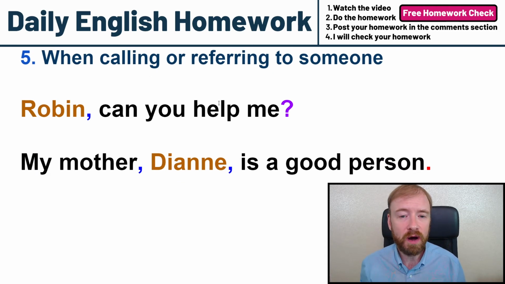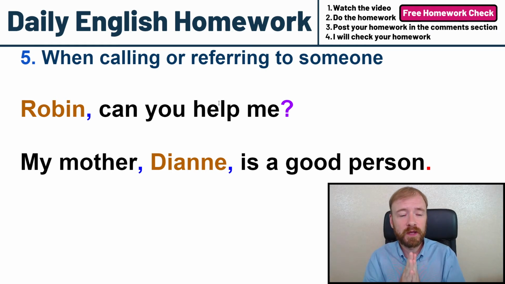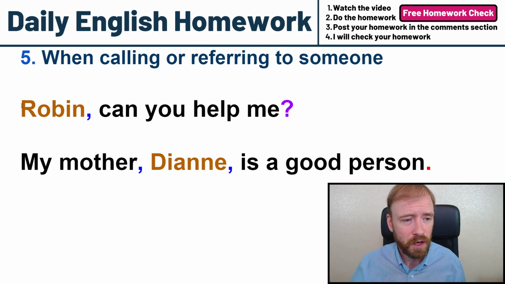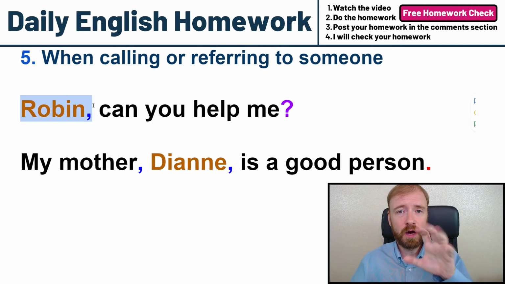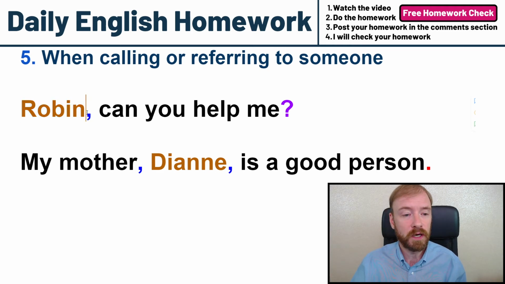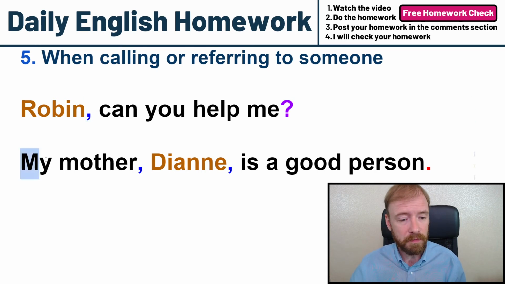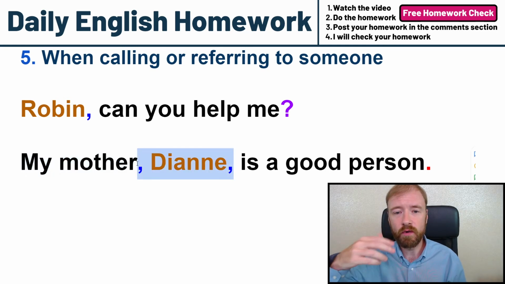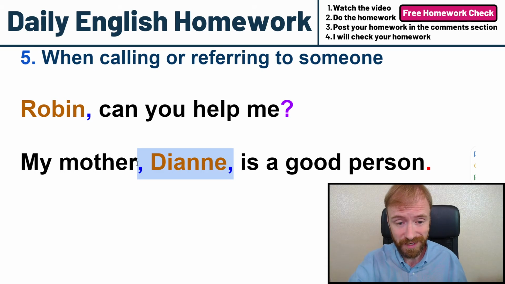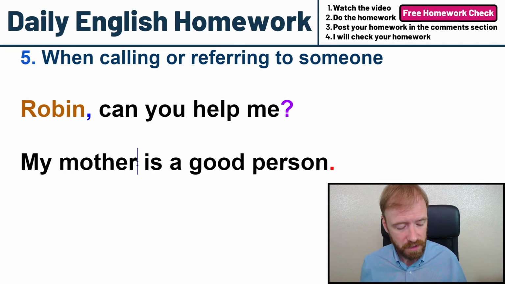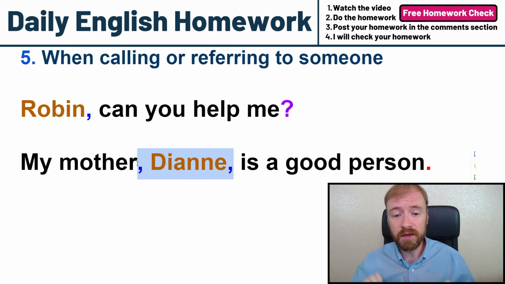Very important when calling or referring to someone, a person, when calling someone's name. So the first example, Robin, you're calling me. Robin, can you help me? We're going to use a comma. Robin, comma, can you help me? My mother, Diane, is a good person. So this is actually going back to extra information, because if I take that out, my mother is a good person. But I wanted to add her name, and when we add the name, yeah, we should have commas. My mother, Diane, is a good person.